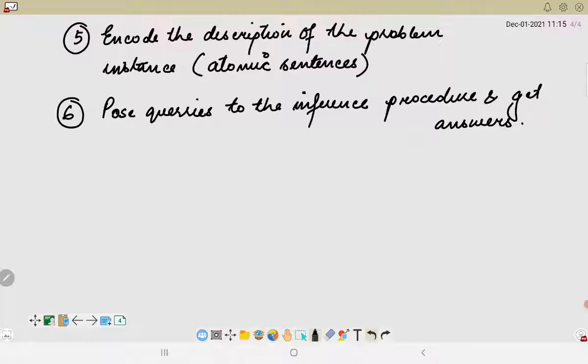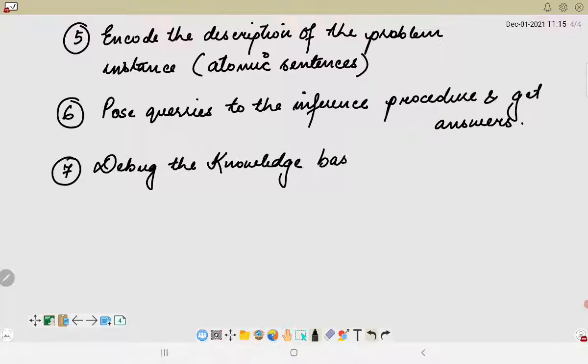That means we have to find all possible sets of values for all types of scenarios in that particular domain. Okay, and the final step is we have to debug the knowledge base. That means if there is any kind of error, then we definitely have to go ahead and debug the issues of the knowledge base. After this step is done, we can consider that our knowledge base is successfully implemented. So these are the 7 different steps.